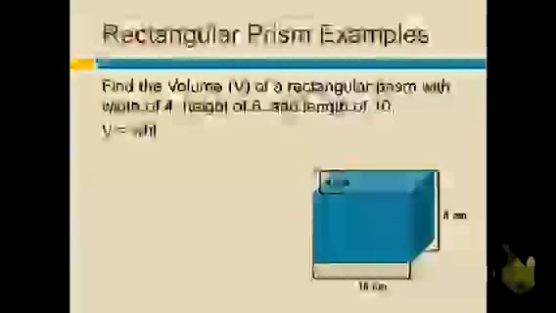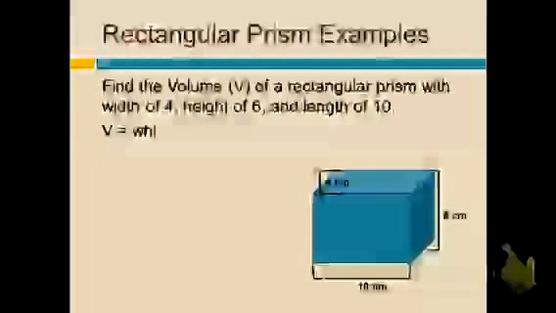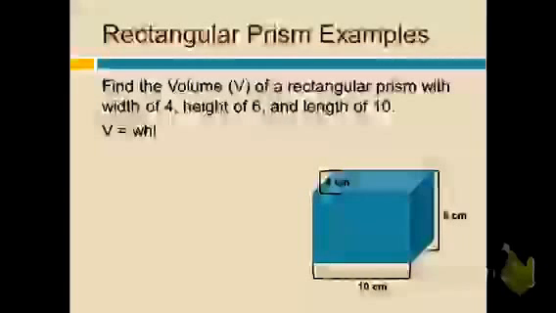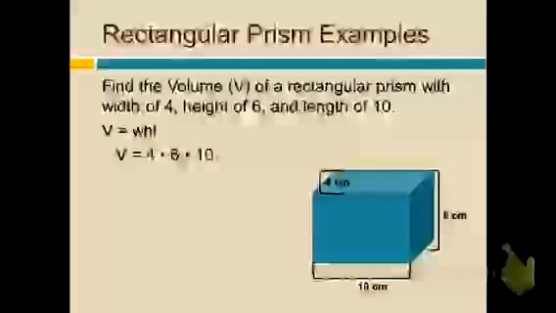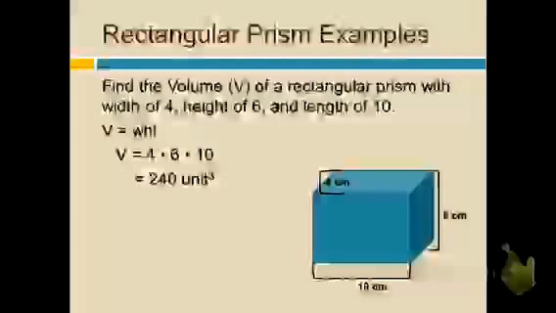To find the volume of the same shape, we have volume equals width times height times length. We substitute 4, 6, and 10 for width, height, and length, simplify, and find that we have 240 units cubed. In this particular example, it would have been centimeters cubed.